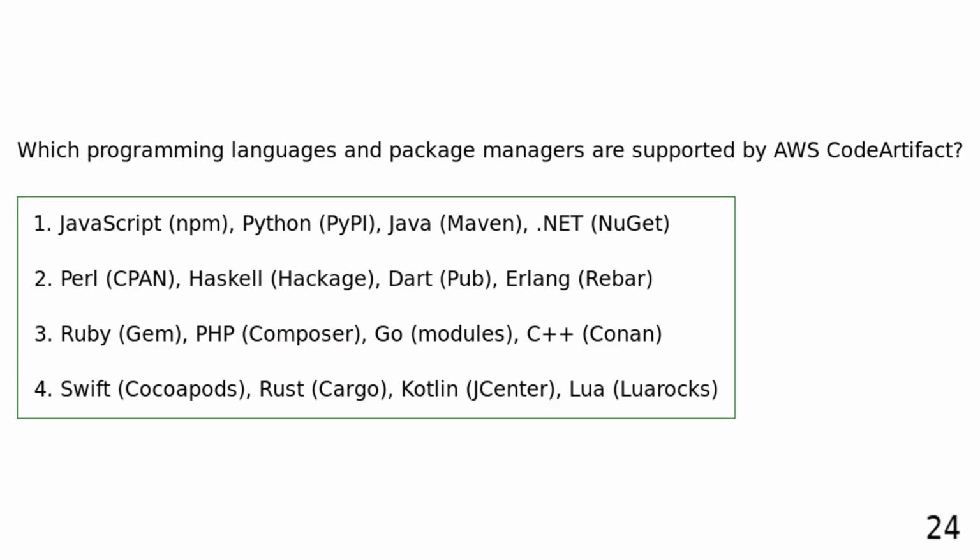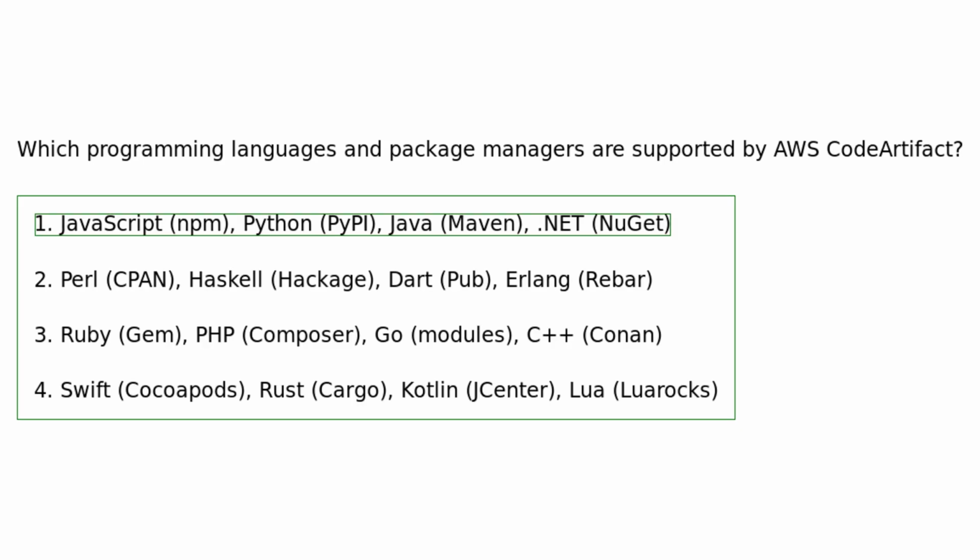Which programming languages and package managers are supported by AWS CodeArtifact? JavaScript, Python, Java, .NET. Perl, Haskell, Dart, Erlang. Ruby, PHP, Go, C++. Swift, Rust, Kotlin, Lua. AWS CodeArtifact supports popular programming languages and package managers including JavaScript, Python, Java, and .NET.